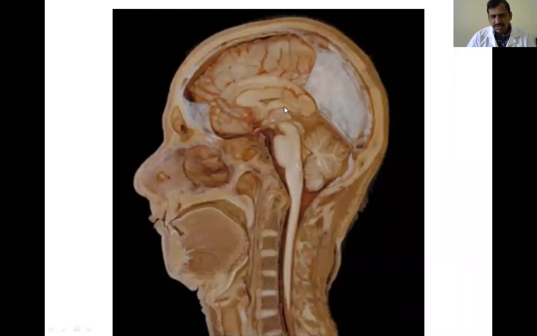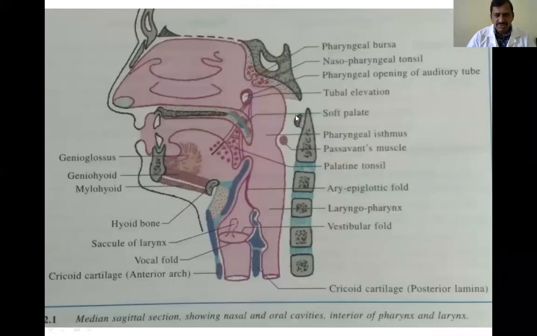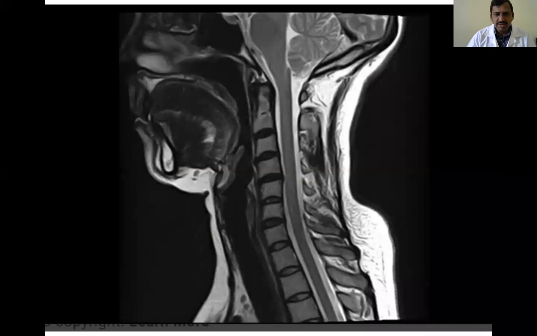Just below this, in this area there is the thalamus. This is the thalamus, and below that there is the hypothalamus. Thalamus and hypothalamus are among the different structures we see when we are discussing the brain.